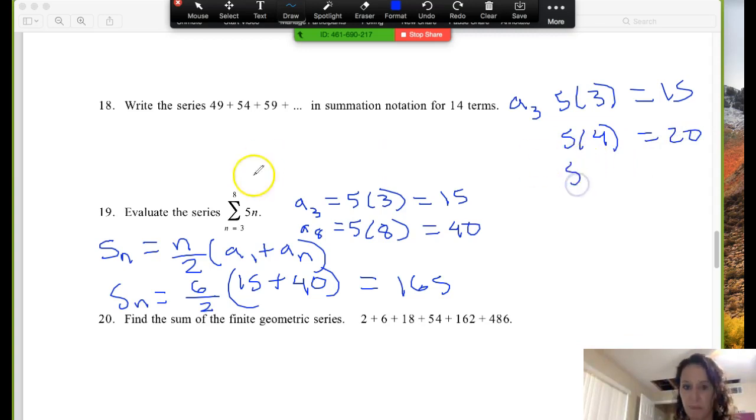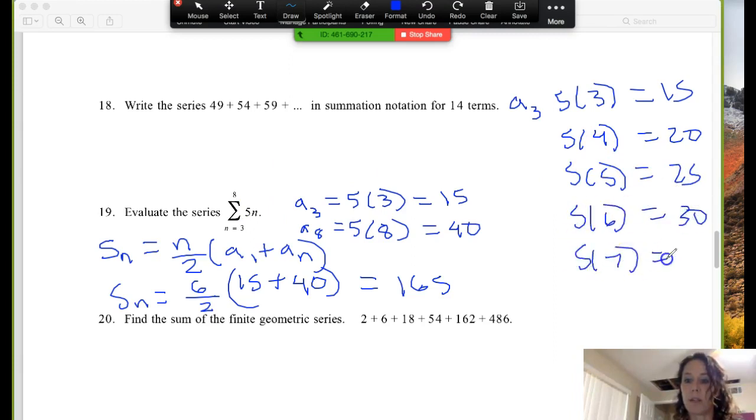Then you plug in 5, 5 times 5, get out 25. Then you plug in 5 times 6 and you get out 30. Then 5 times 7 and you get out 35. Then 5 times 8 and you get out 40. Okay, so that's what this summation notation means. You're summing it from when n is 3 to 8, and you're doing this formula to it, 5n. So I'm summing when n was 3, then 4, then 5, then 6, then 7, then 8. And then I would add all these together and I would get 165.